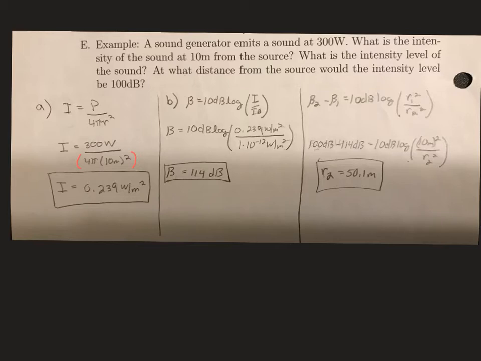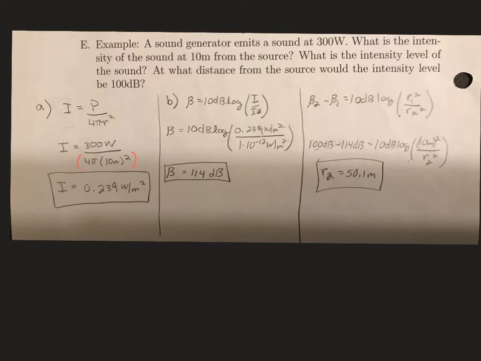In order to calculate intensity level, which is in decibels, we need to use the relationship that intensity level equals 10 decibels times the log of intensity over intensity naught, which is the threshold of hearing. So I plugged in the intensity that I got in part A. And remember, this is base 10 log, so you need to locate base 10 log on your calculator. And I get an intensity level of 114 decibels.